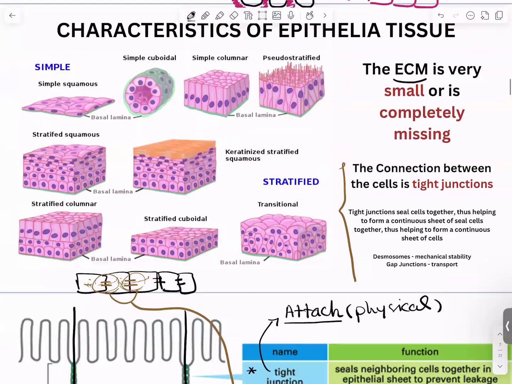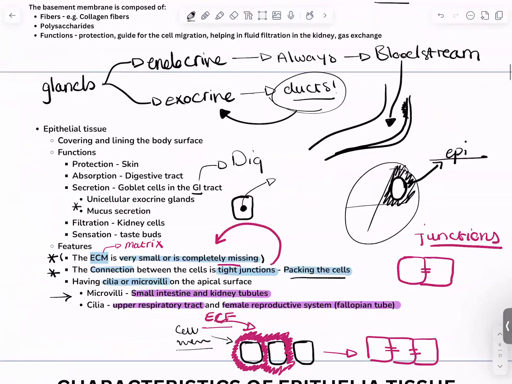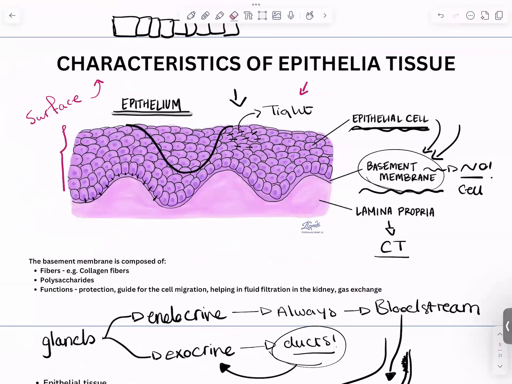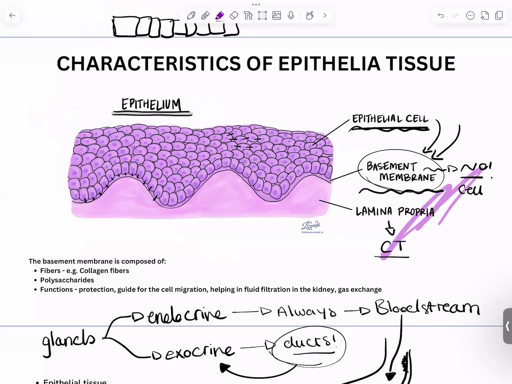Okay, so let's go back to the first slide. You want to understand this structure. This picture is very important. When we understand this picture, the rest of the epithelial tissue is going to be easy.